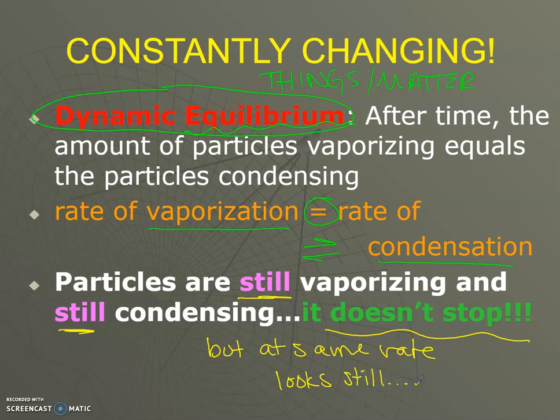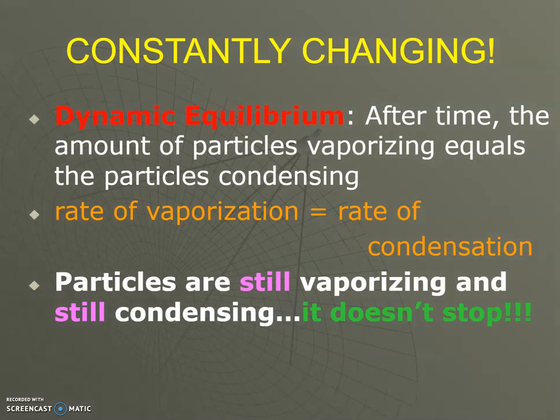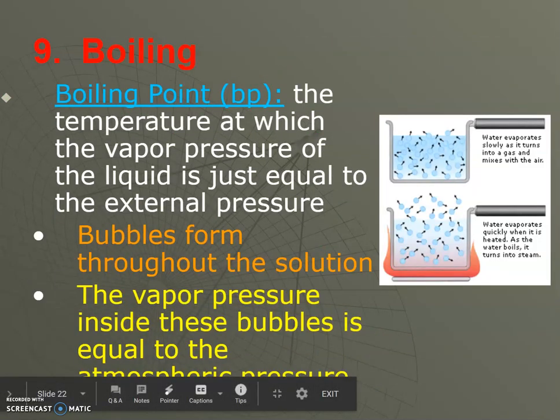But if it happens at the same rate, it looks like still water. But as I show inside the really big containers that I have, my bell jars with the water in it, as soon as you drop some food coloring into it, even though it looks still, you see it move. So just because we can't see it doesn't mean it's not there. That's one important thing that I like to remember about science.